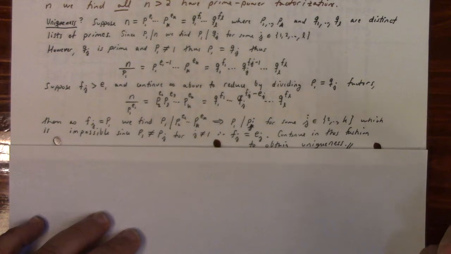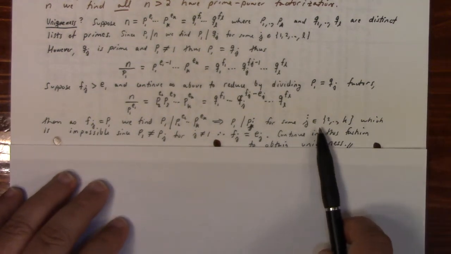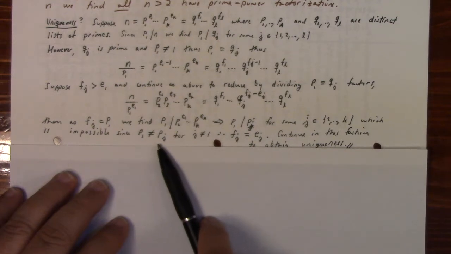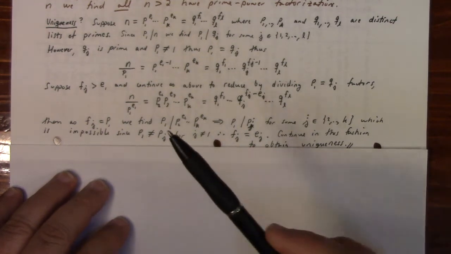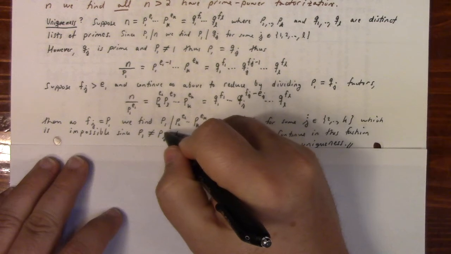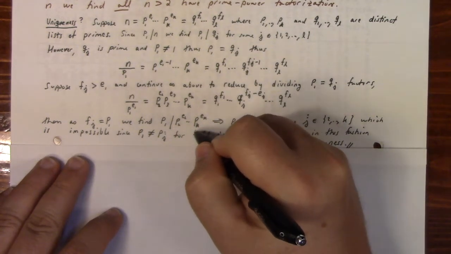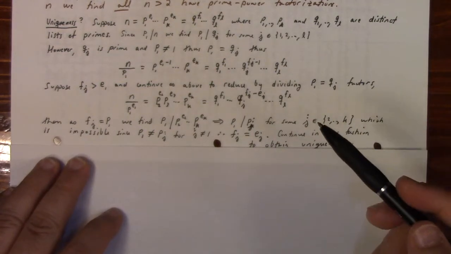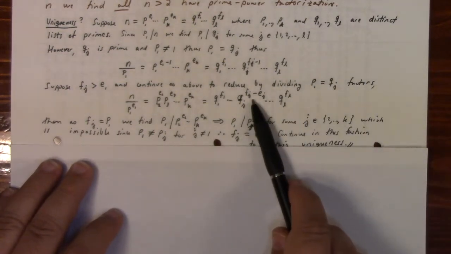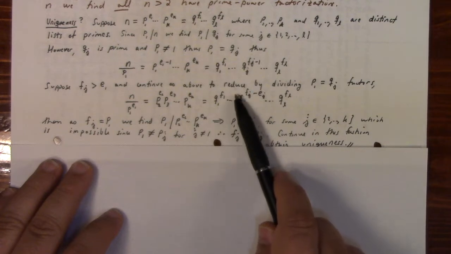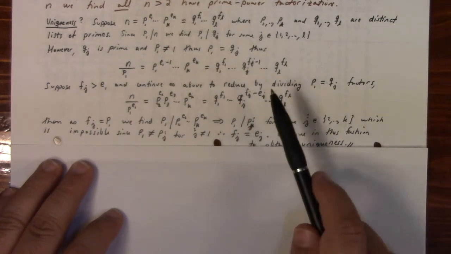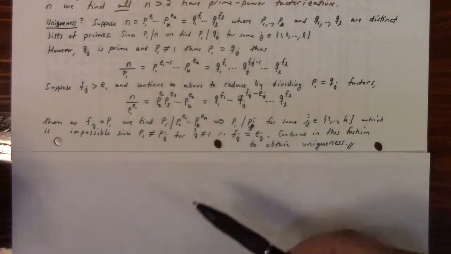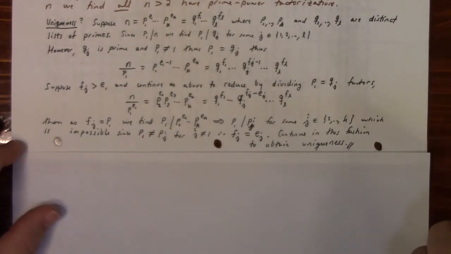Sorry, it's stupid. Anyway, so for some j in 2 to k, that's impossible, because p1 is not equal to pj, for j not equal to 1. So therefore, it must be that fj is equal to ej, because otherwise you get an unwanted copy of p1 over here. And then basically you just continue in this fashion until you cancel out everything.